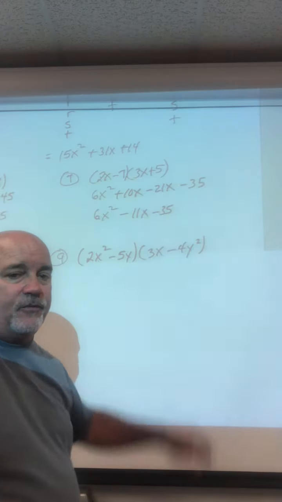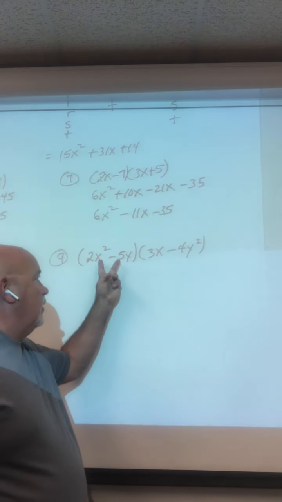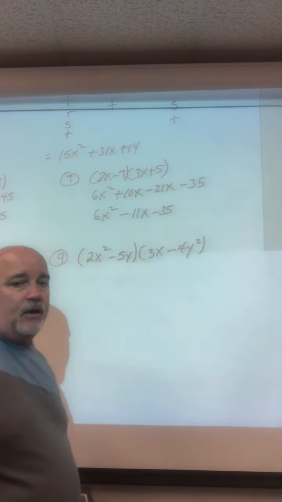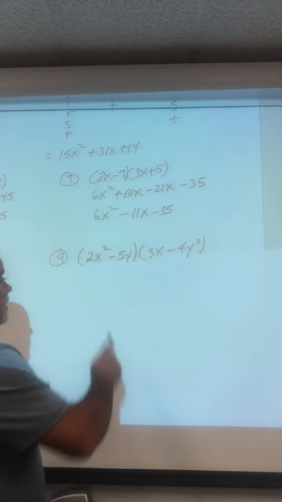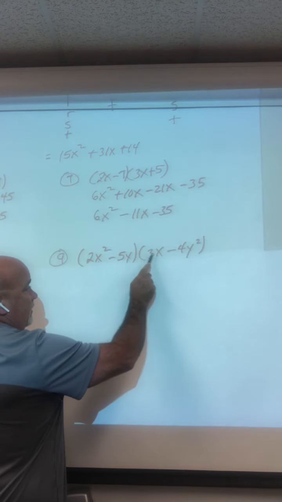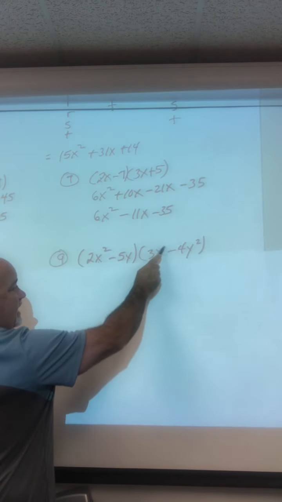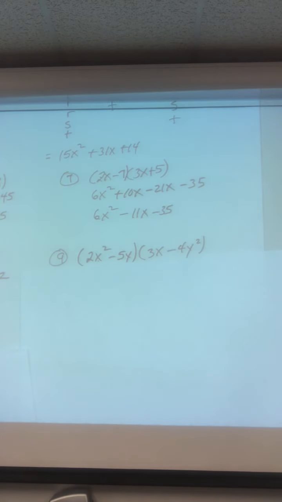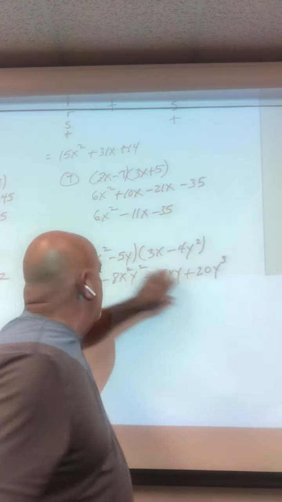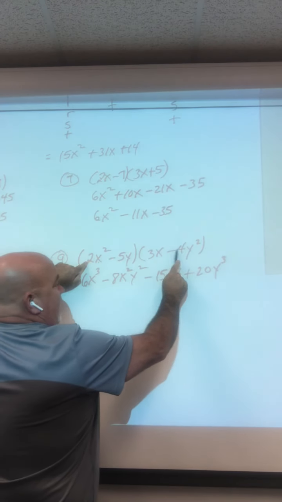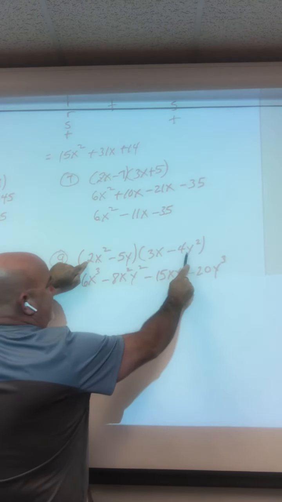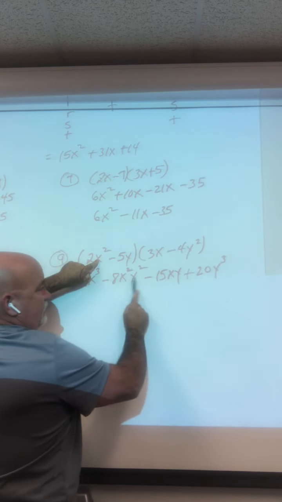You say, well, this one's different. No, it's not, because it's still a binomial times another binomial. So it's still the FOIL method. So it's still the same process. So 2x² times 3x would be 6x³. Then 2x² times negative 4 would be negative 8x²y².